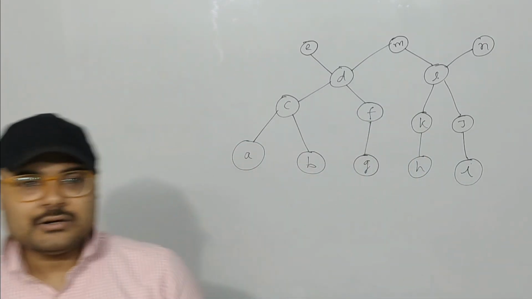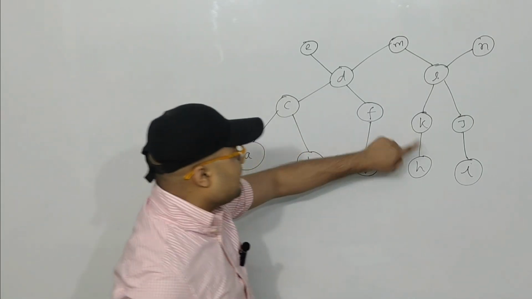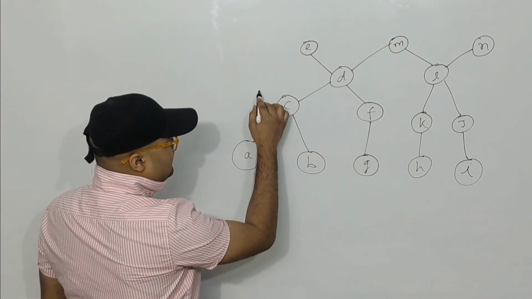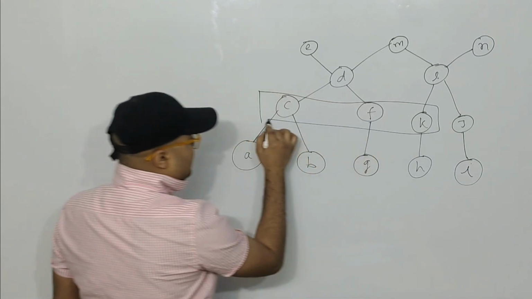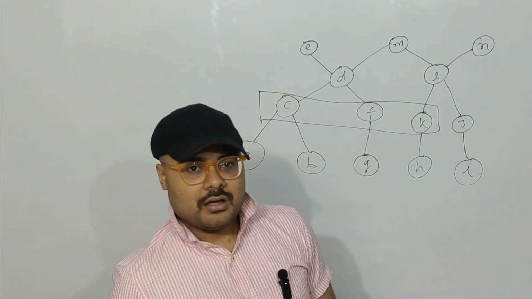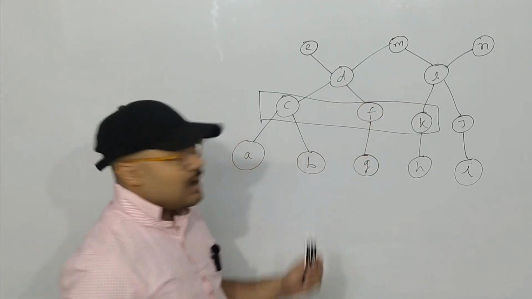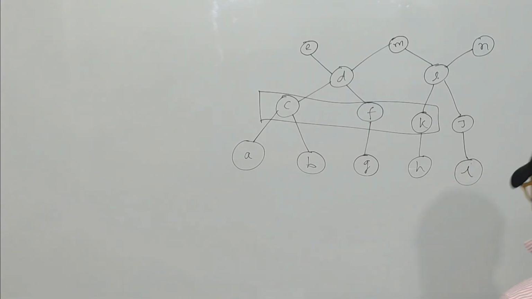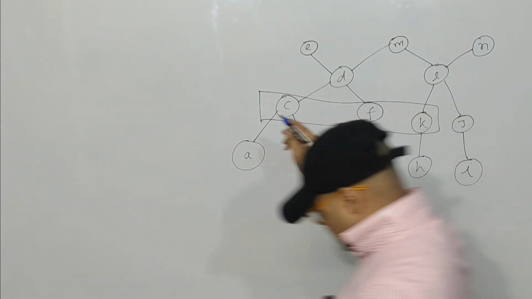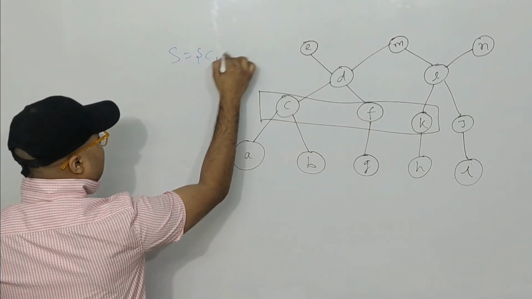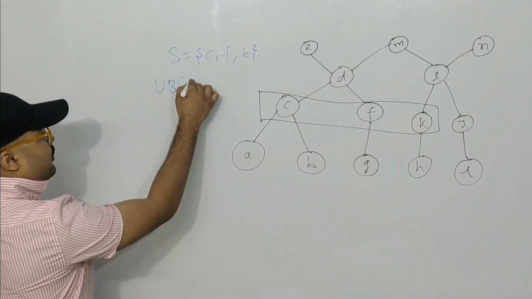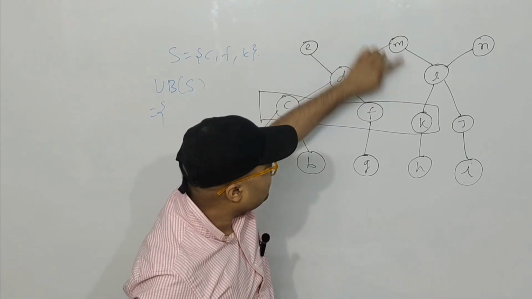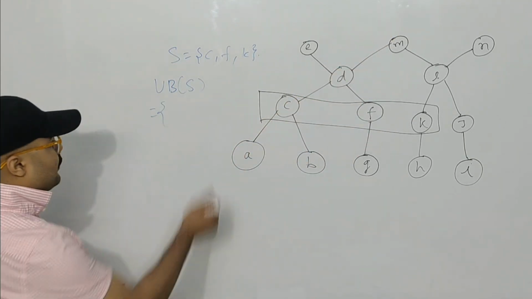For example, if you take just a set of some elements, let's say you take C and F and K, if you take these three together as one set of elements, just C, F, and K, then some of the nodes are upper bound to the set C, F, and K. So I'm talking about this set C, F, and K. Let's say this is my set S. S is equal to C, F, and K. So if you look at M, then C is related to M, F is related to M, K is related to M. So in the upper bound of S, you will find M.